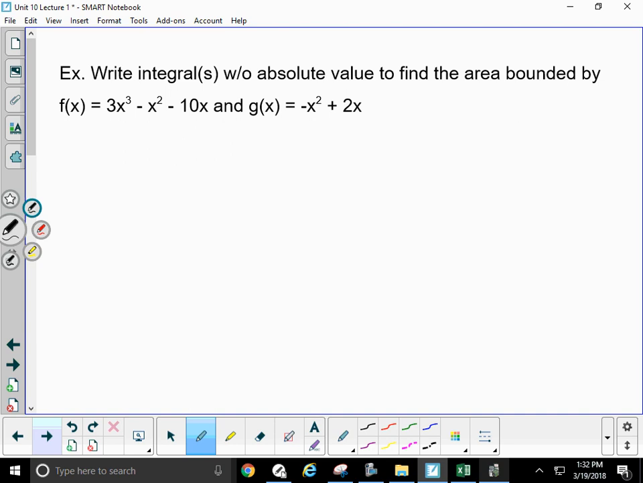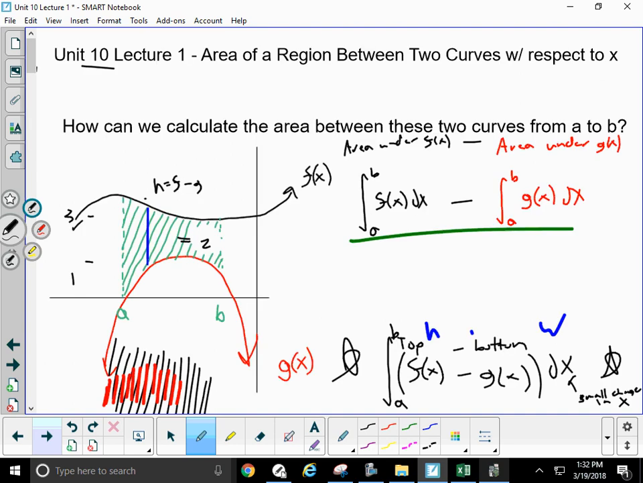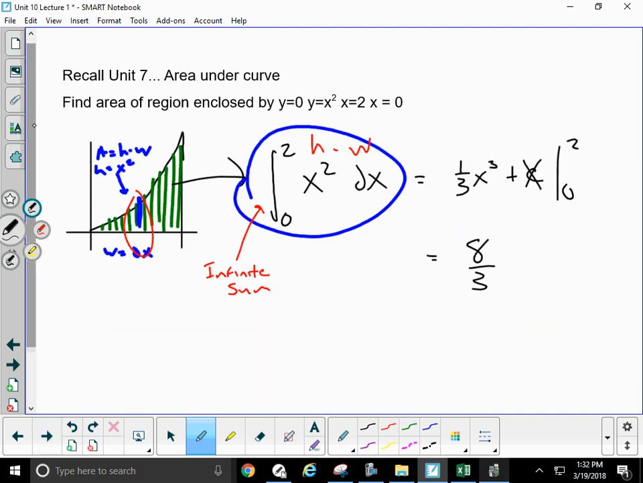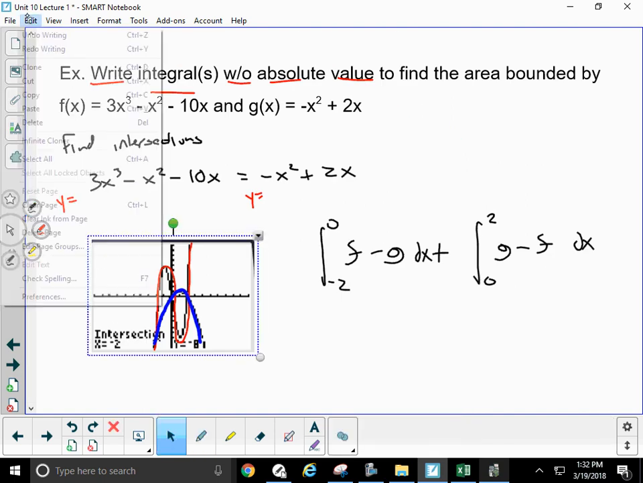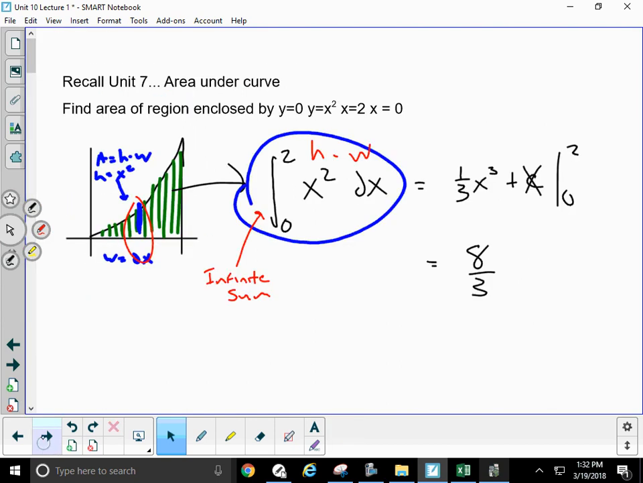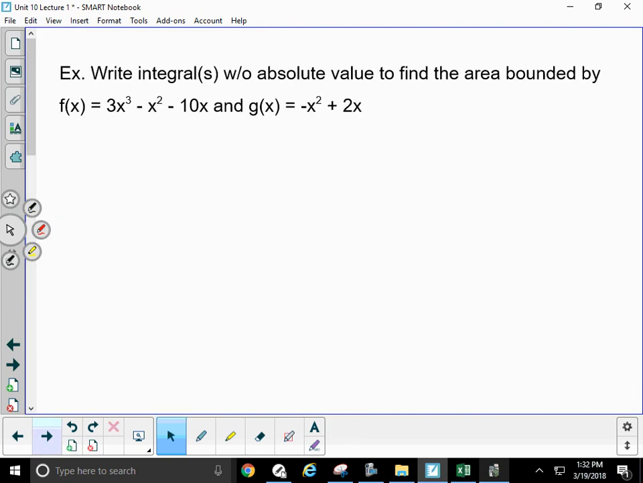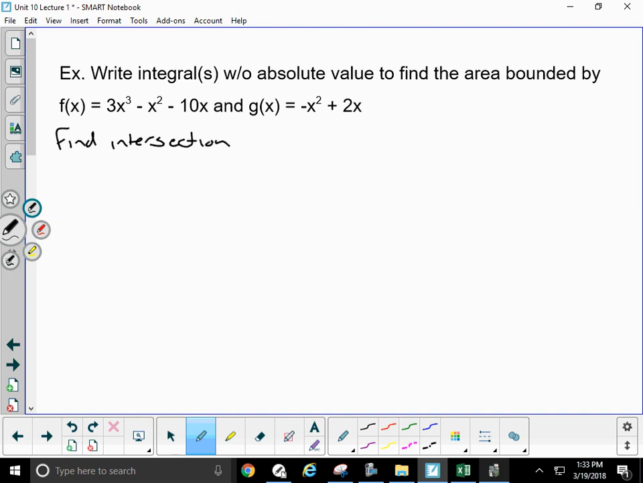These graphs, this cubic and this quadratic, will intersect at multiple locations. I have what it looks like, but let's just pretend like we don't know what it looks like. What would I do first? Same thing I did with the other problems. I would attempt to find the intersections first, and to find the intersections, I'd set the two equations equal to each other.